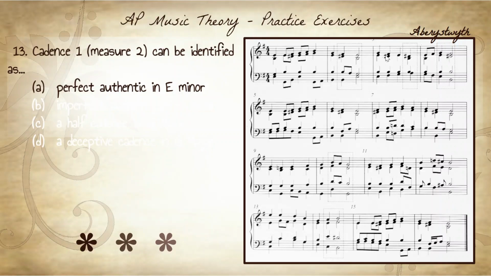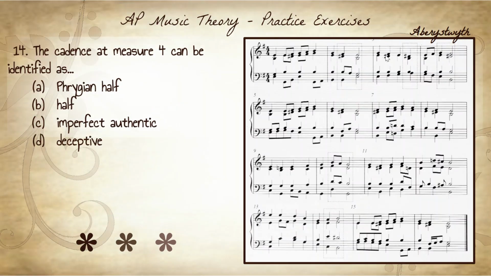Correct answer is A. Cadence 1 is perfect authentic in E minor. The chord progression is a second inversion minor tonic to a dominant 7th, to the tonic. The bass line is So, So, Do, and the melody is Mi, Re, Do.